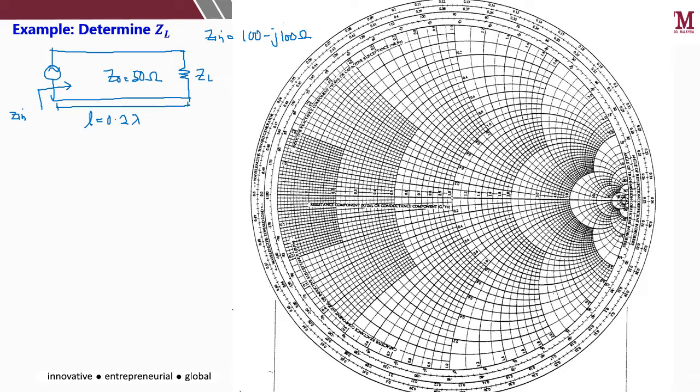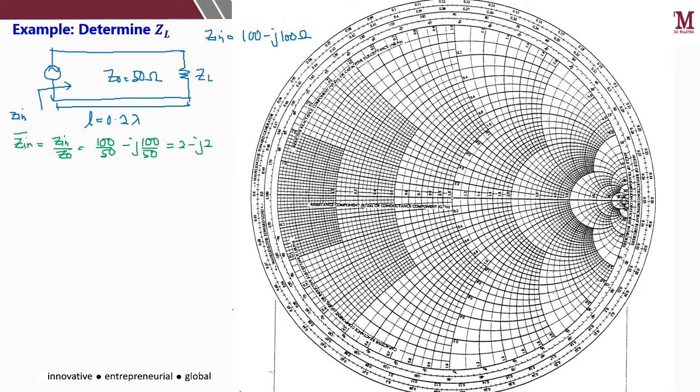Okay, so as usual, the first step, you need to normalize the input impedance in this case. So Zin bar equal to Zin divided by Z0. So in this case, it's 100 divided by 50 minus J 100 divided by 50. So you'll get your normalized Zin equal to 2 minus J2.